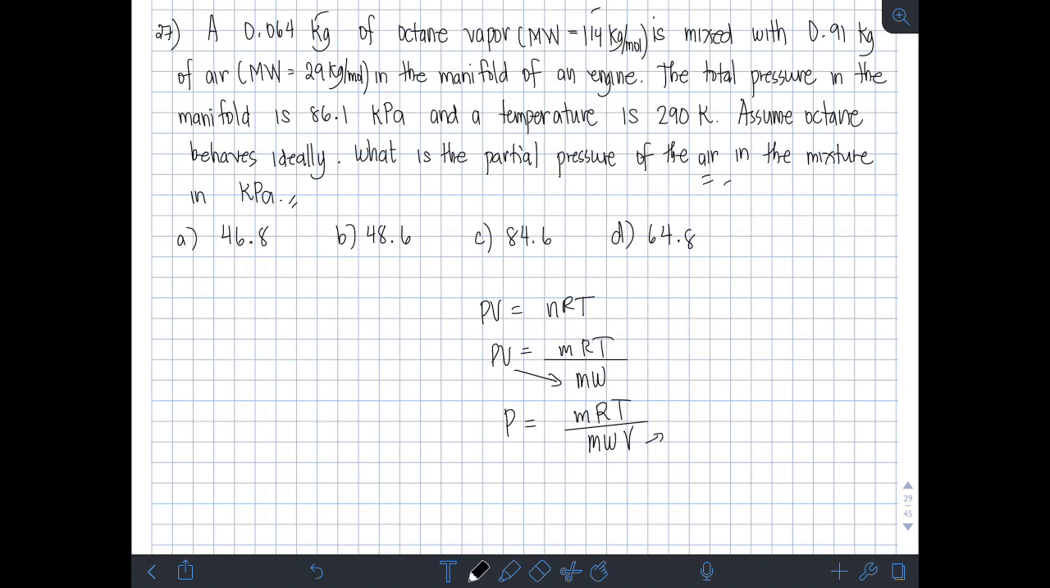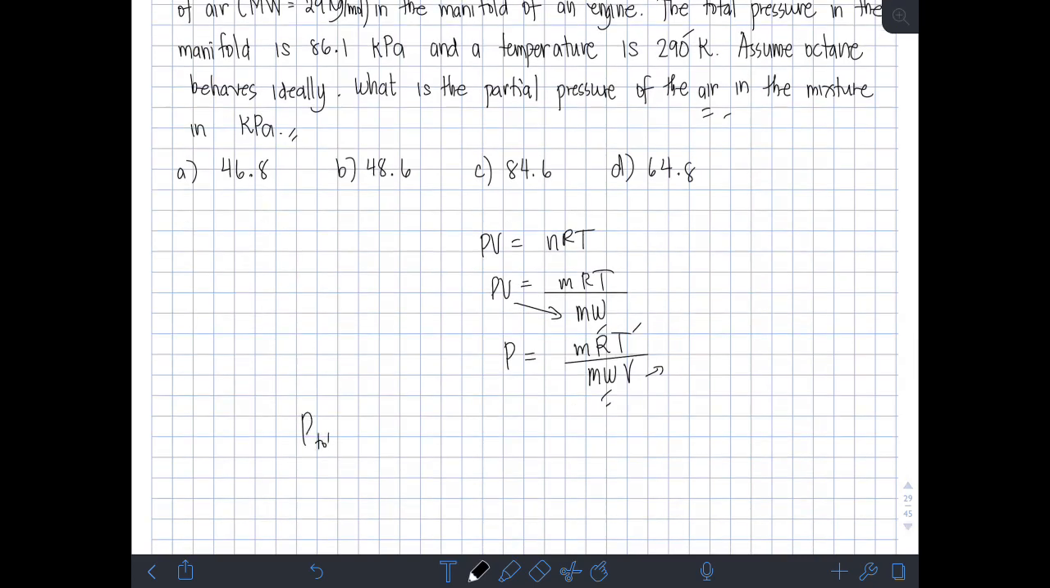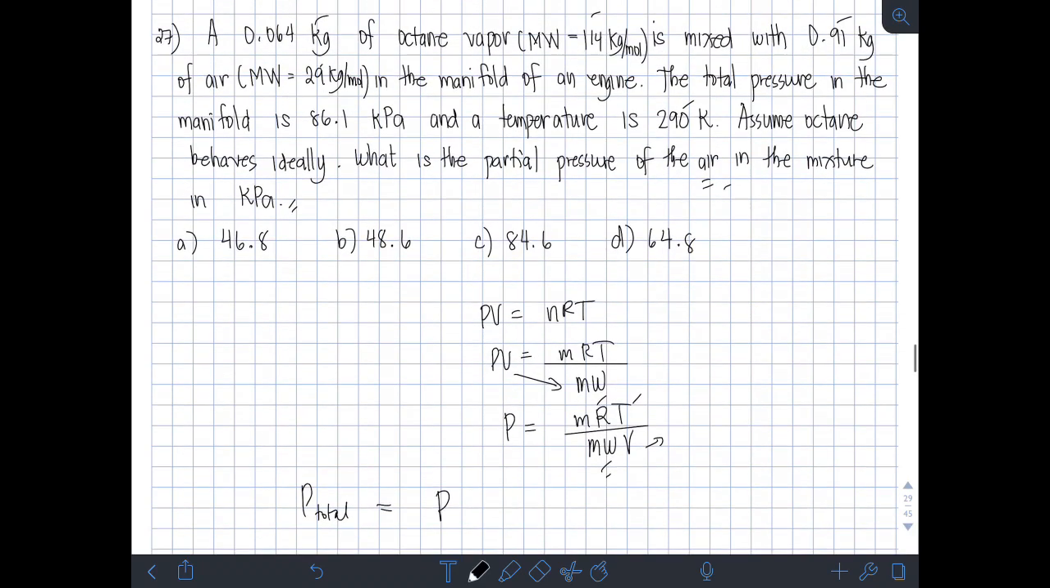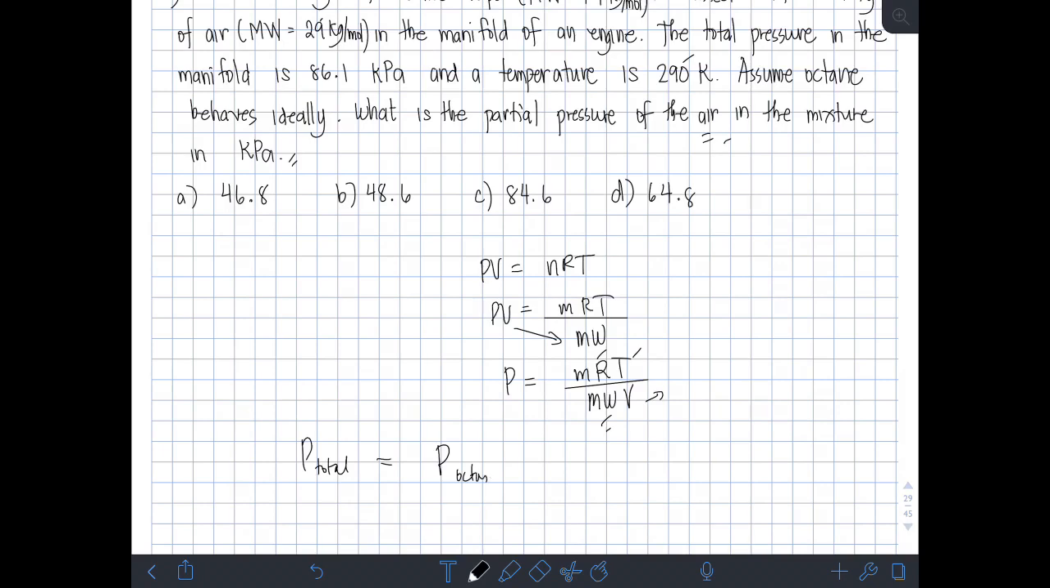So, meron tayong mass niya, 0.91. Meron tayong universal gas constant na R. Temperature is 290. Molecular weight is 29 kg per mole, but wala tayong V. Ngayon, para makuha natin yung V, gamitin natin yung total pressure daw doon sa engine na 86.1 kilopascal. So, applying yung Dalton's law of partial pressure, yung total pressure doon sa engine is equal sa sum nung pressure. So, meron din tayong octane, right? So, pressure nung octane plus pressure nung air.